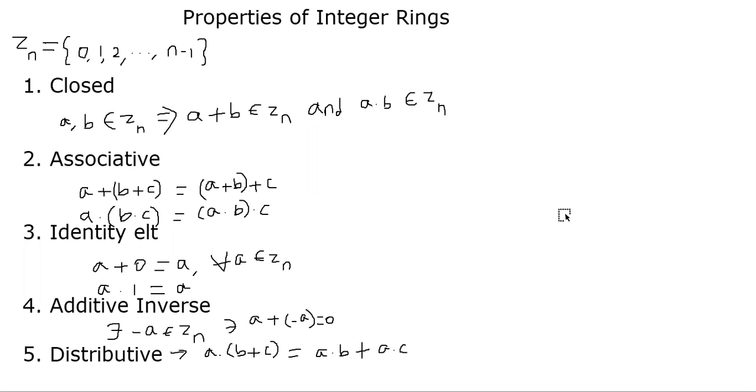Hello, welcome back. In this segment, I will quickly summarize all the properties of integer rings. Recall that Zn is made of the integers from 0 through n minus 1.